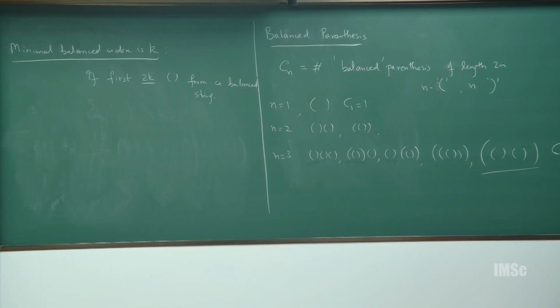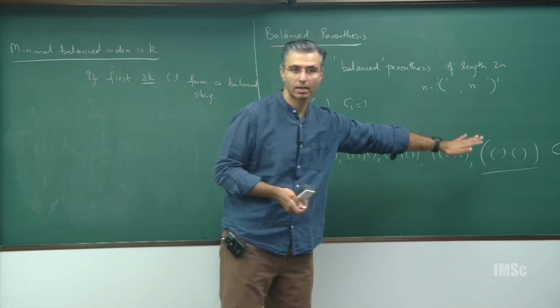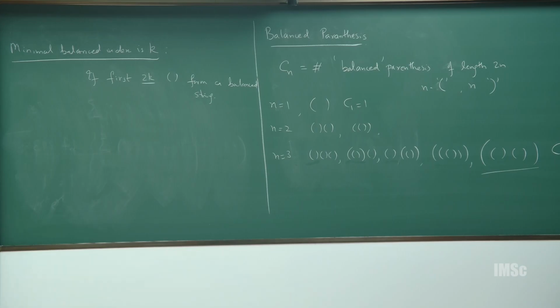So does every string have a unique minimal index? Right. Every string has a unique minimal index, right? You can't have two indices. Either one of them is smaller and that is the smallest index, right? So this index is unique for every string of length 2n, right?